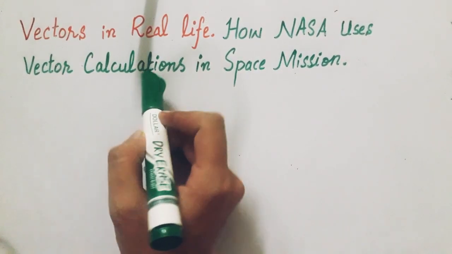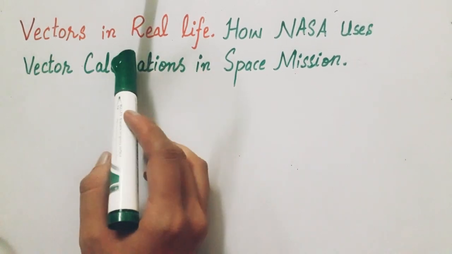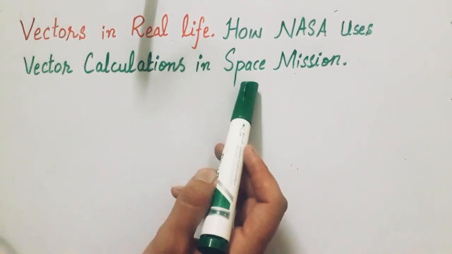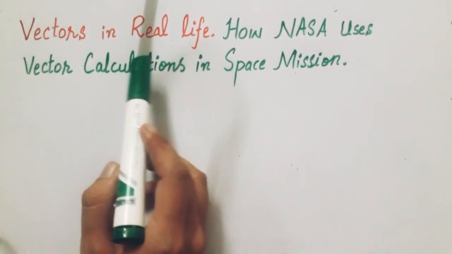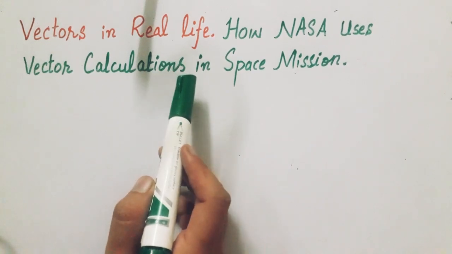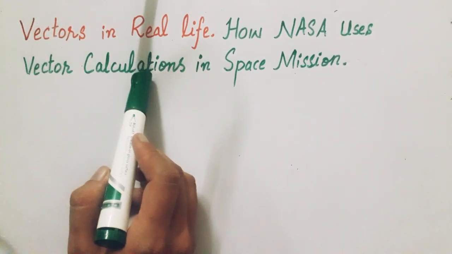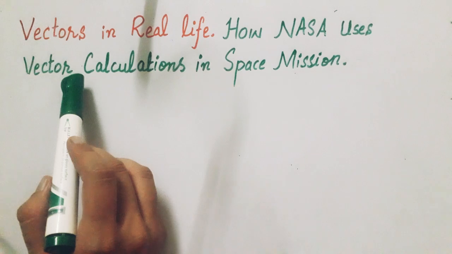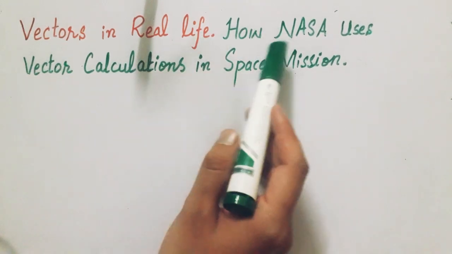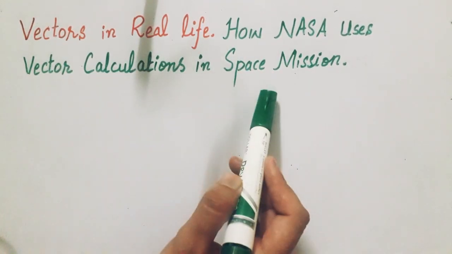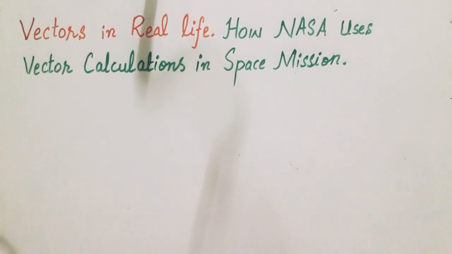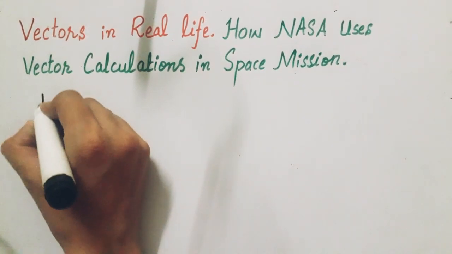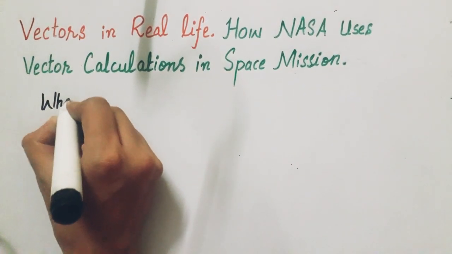Have you ever wondered how NASA sends rockets to space with pinpoint accuracy? The secret lies in vectors, a simple, powerful concept in mathematics. Today we will explore how NASA used vector calculation in space missions. So first of all, we will discover what vectors are.